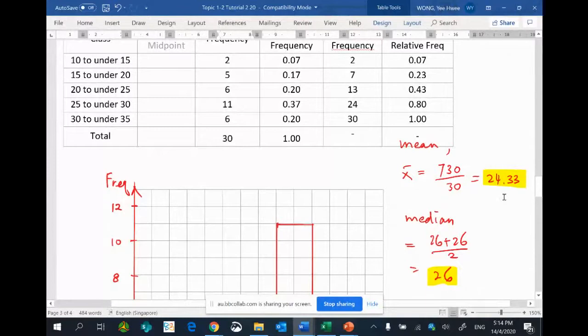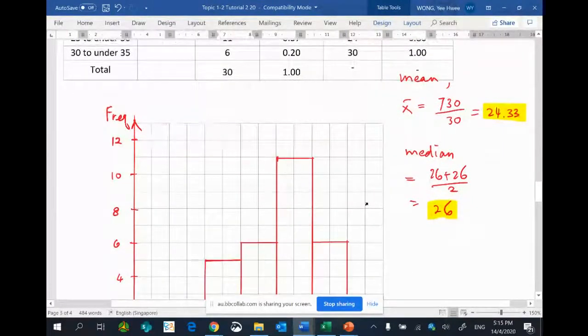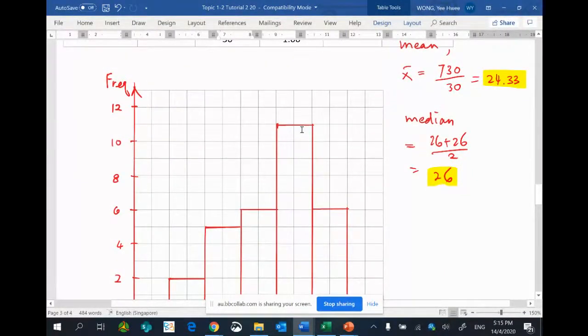So the mean is this: 730 divided by 30, we got 24.33. Median, 26. So look at these two numbers. Mean is smaller. Mean is smaller will lead you to a left skew. So when you draw this graph, you find that the higher side is on the right hand side. So you get a graph which is left skew.